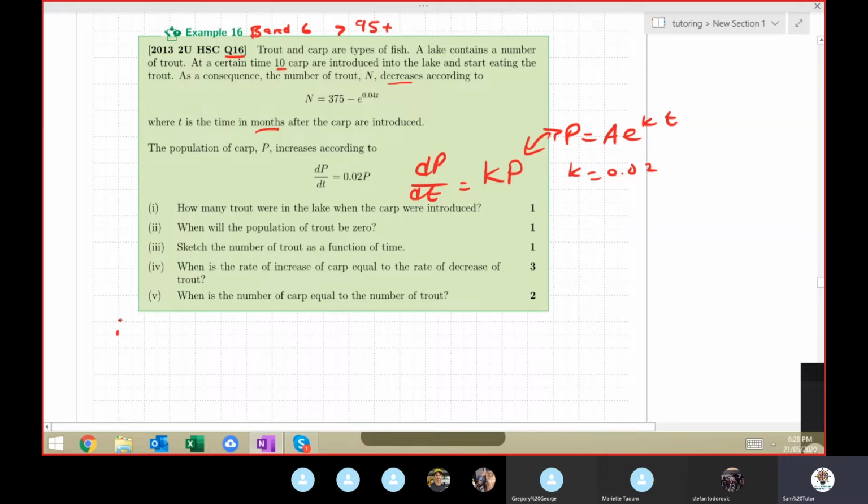Okay. All right, let's start this. This one's for, what was this again? This is trout. This is for the carp. Okay. How many trout were in the lake when the carp were introduced? What do we do? So we want to work out how many trout, we want to work out N. What's the only thing that's stopping me finding N? Come on, someone, give it a shot. You won't be wrong. You've got to get rid of time. What does time equal to when they were introduced?